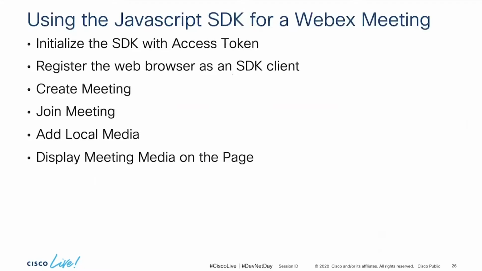When creating a meeting with the WebEx JavaScript SDK, the basic workflow is as follows. First, we want to initialize the SDK with an access token. Then we need to register that web browser as an SDK client to the WebEx services. Next, we're going to create a meeting with our destination. We're going to then join the meeting. Then we're going to add our local media, which is our camera and microphone. And then we're also going to display the meeting media on the page itself.